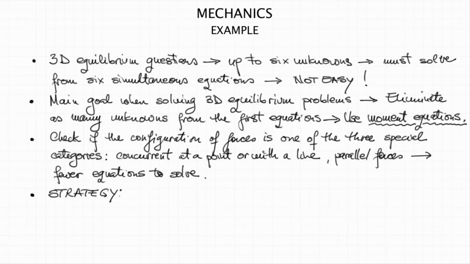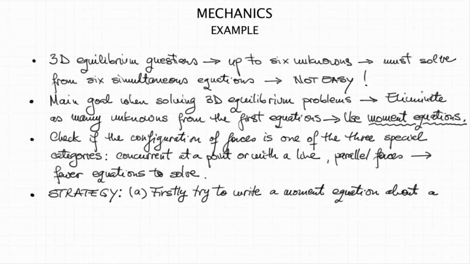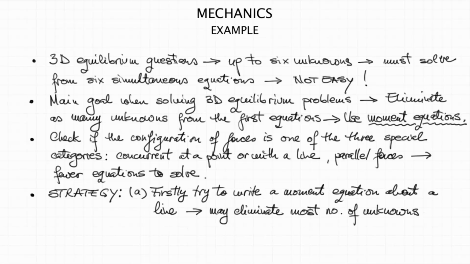Now, the other important thing is the strategy for solving 3D equilibrium problems. You need to eliminate as many unknowns that you don't need as possible. The most unknowns in general can be eliminated by writing moment equations about a line, because as you remember, forces cannot produce moments about a line if they intersect the line or if they're parallel to the line. And chances are that if you can write such an equation, you may eliminate a large number of unknowns.